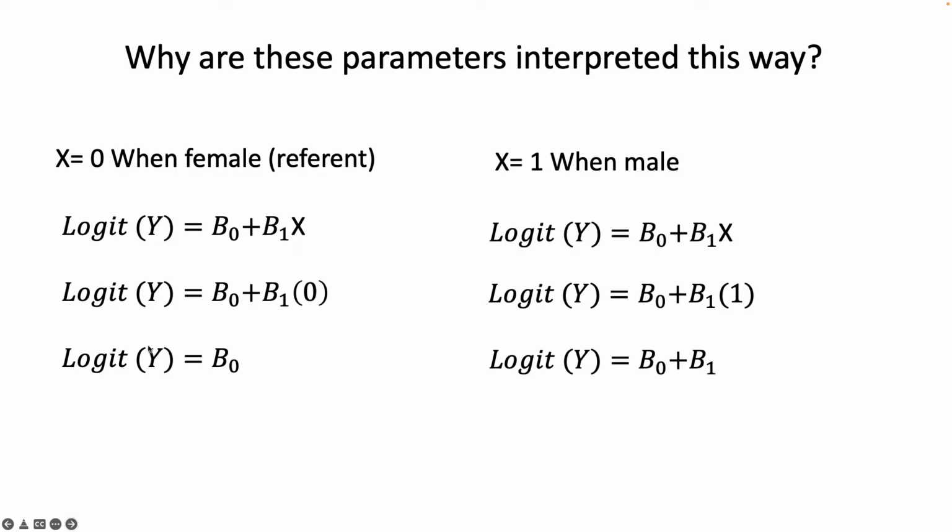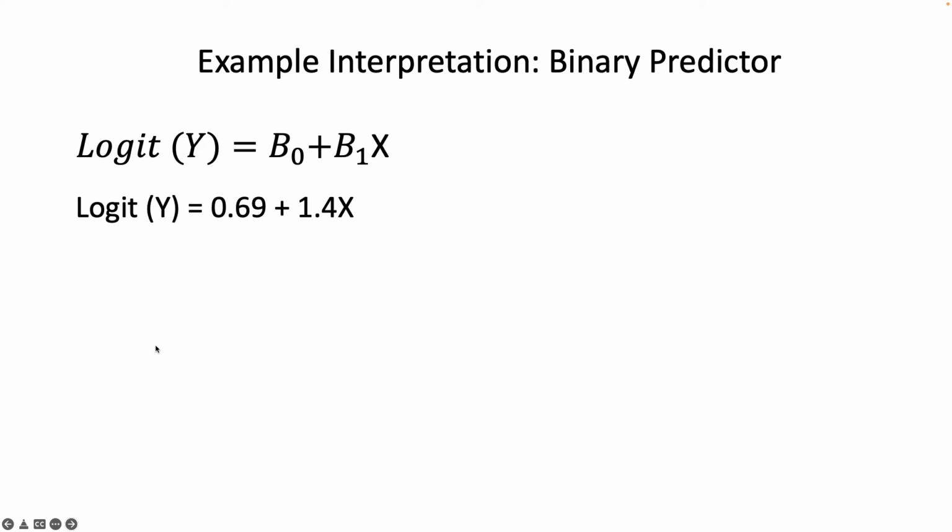The log odds of one thing, it's the odds ratio that's a lot more useful to us, and I'll get to that in a second. So this is just an example where if we put our data into SAS and it spit back these results, how would we interpret them? We have 0.69 as the intercept and 1.4 as the coefficient.